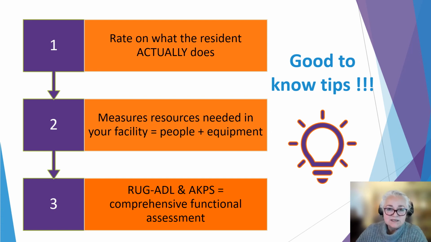The other thing that we see, and the RUG-ADL works very closely with, is the Australia-Karnofsky Performance Scale. So this is also used in the Profile Collection and the Outcomes Collection, and the 2 of them together provide a comprehensive functional assessment. The RUG-ADL looks at the functional status and the support that the person actually needs, and the AKPS is a performance scale showing how the resident performs in their daily living. So the 2 together have a very good overview of the resident's functional status.